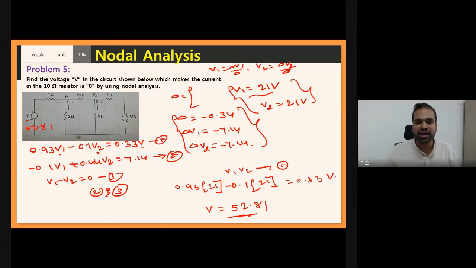So sometimes you cannot find V1 and V2 for the given linear equations. That time we have to use the condition given in the problem. So here we took the condition, the current at the 10 ohm resistor is 0. If you don't understand this condition, it is very difficult to solve a problem in nodal analysis.